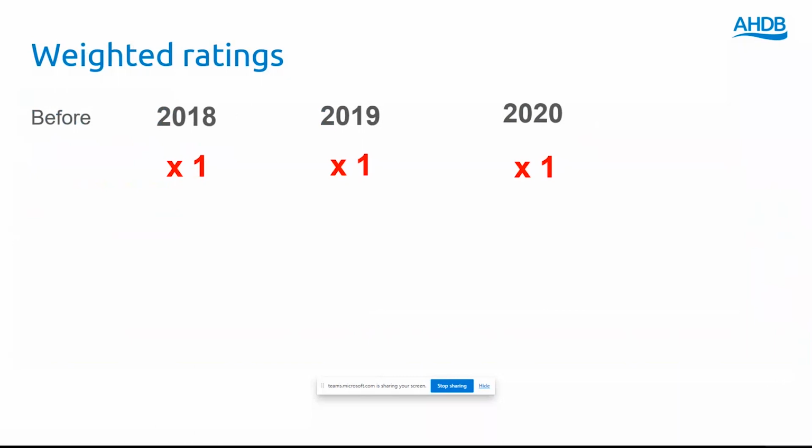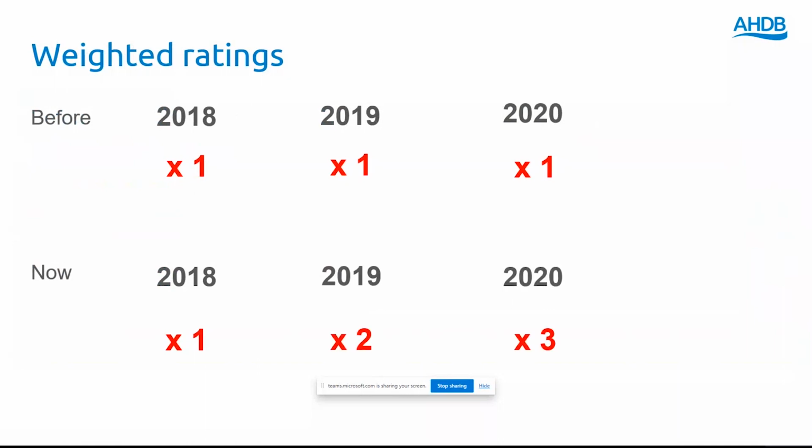So where before the previous 3 years contributed equally to the rating, now the most recent year will contribute 3 times as much as the first year. So we can see, for example, for this year's ratings, 2018 has a weighting of 1, 2019 has a weighting of 2, and 2020 has a weighting of 3. So before it was 1, 1, 1, and now it's 1, 2, 3.